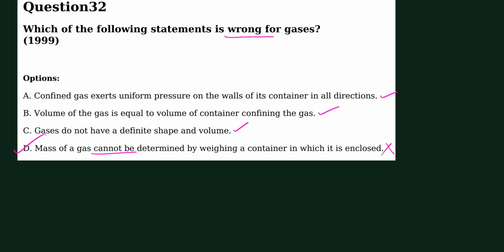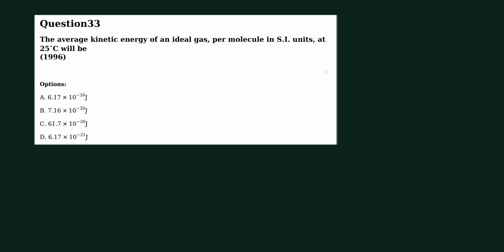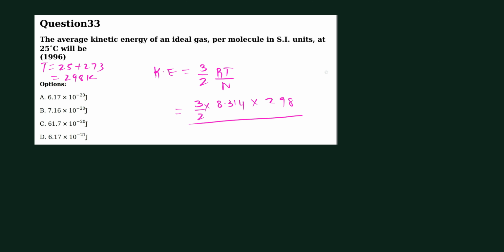The average kinetic energy of an ideal gas per molecule in SI units at 25 degrees Celsius will be. The kinetic energy per molecule, what is the formula? 3 by 2 RT; per molecule means you have to divide by Avogadro number N. What is the R value in joules? That is 8.314. Temperature you convert into Kelvin: 25 degrees Celsius plus 273 is 298 Kelvin. Use temperature 298. And the Avogadro number is 6.023 into 10 power 23.